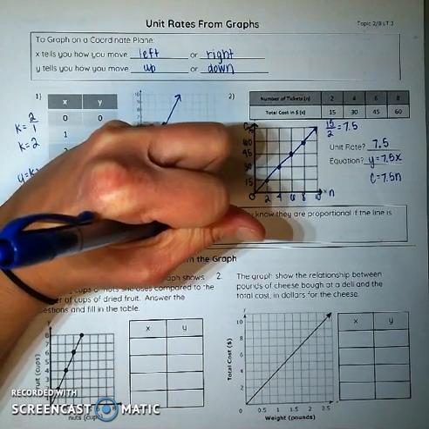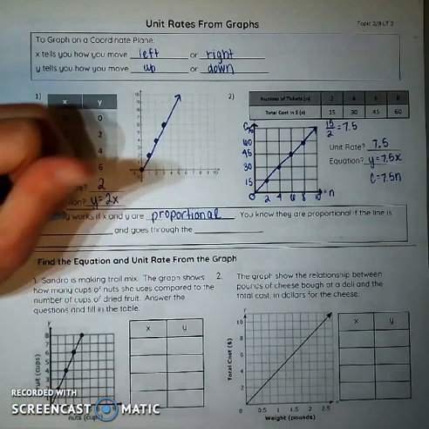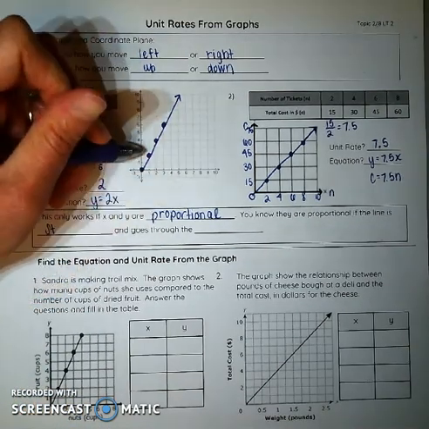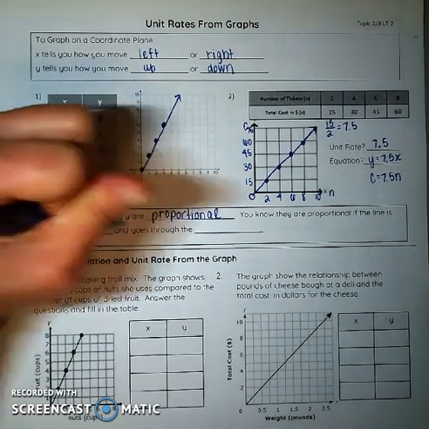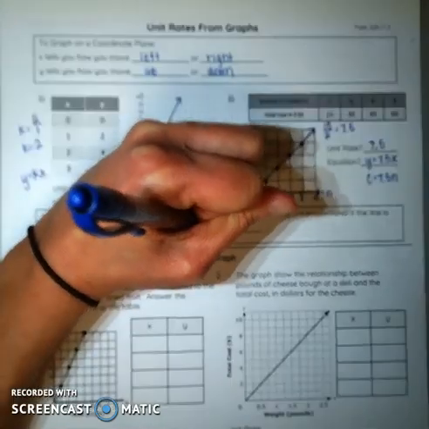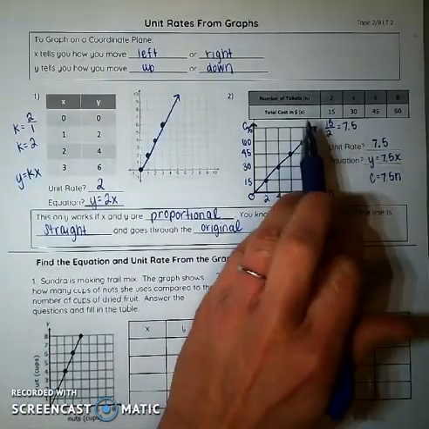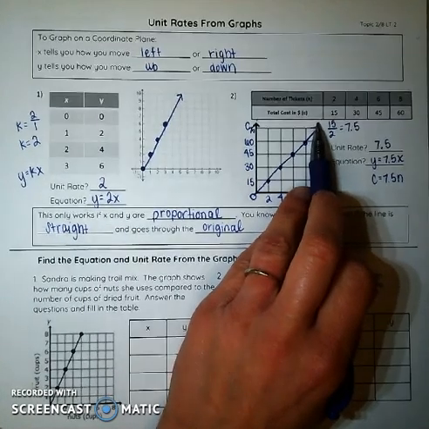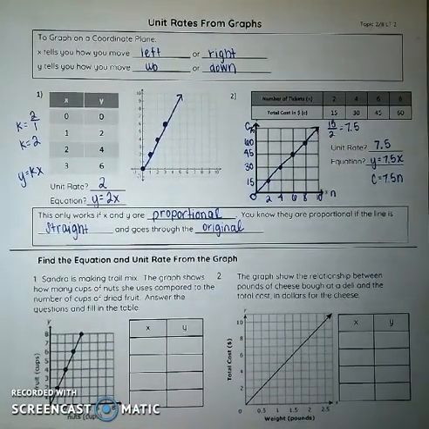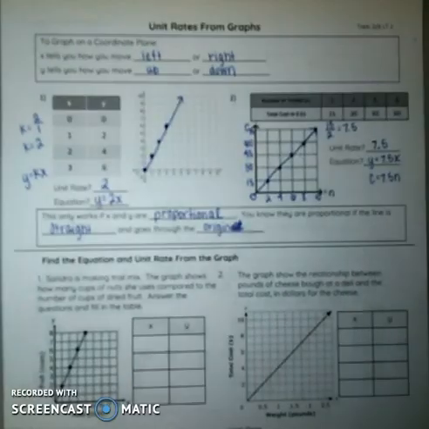The two things that have to be true of your graph if it's proportional is that the line has to be straight, which means it's going up at a consistent rate, and it has to go through the origin, because anytime we have a proportional relationship, our very first value should be 0, 0. For instance, if I relate tickets to cost, if I have 0 tickets, the cost should be $0. So it always has to go through the origin.